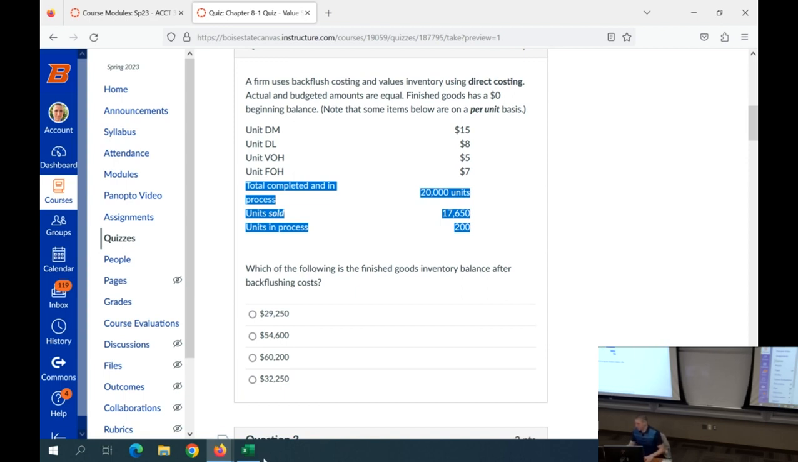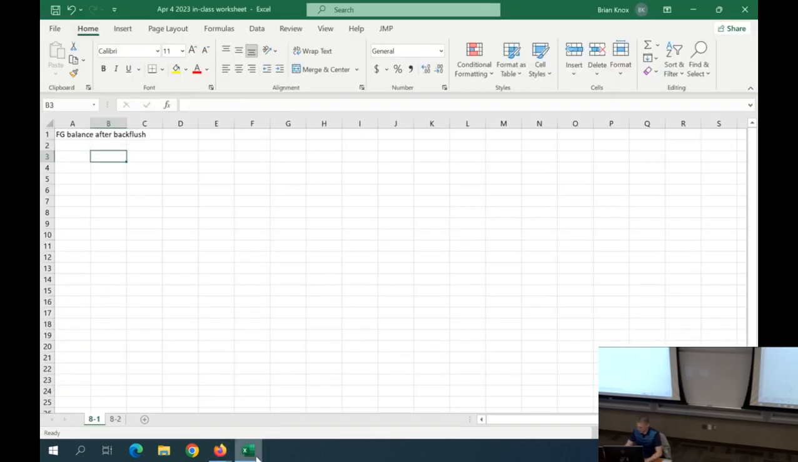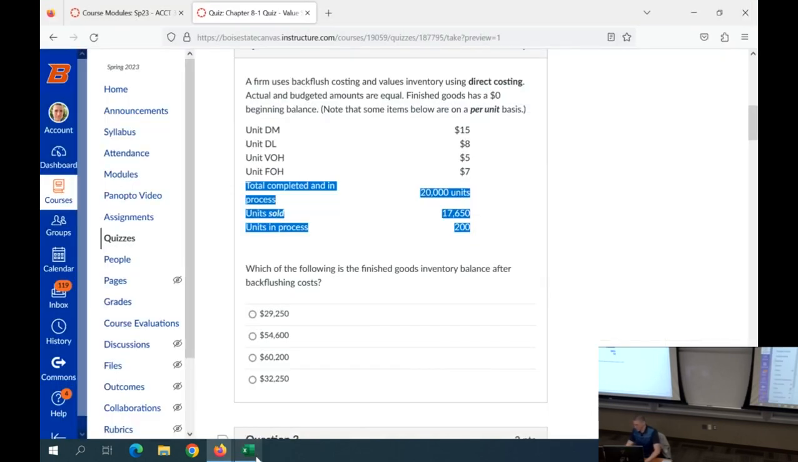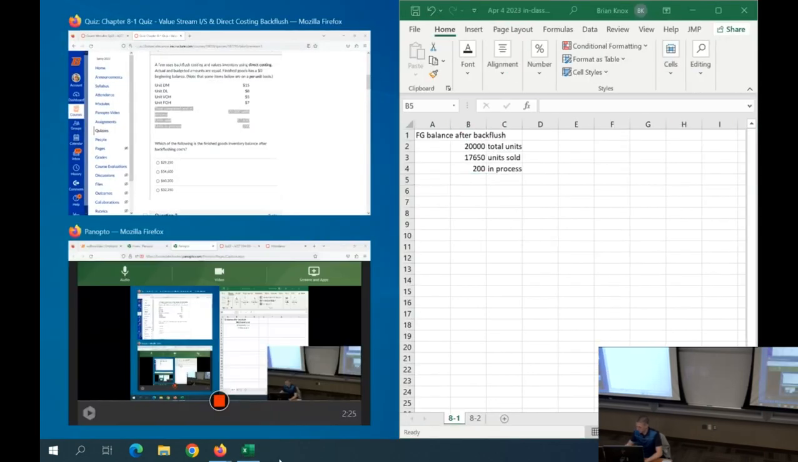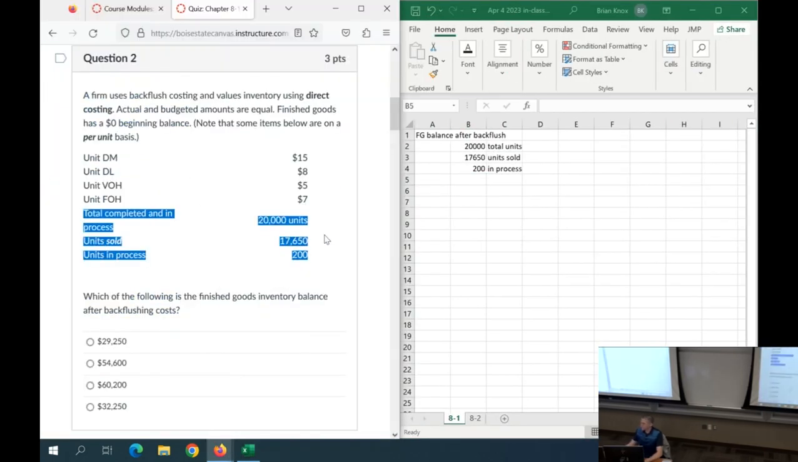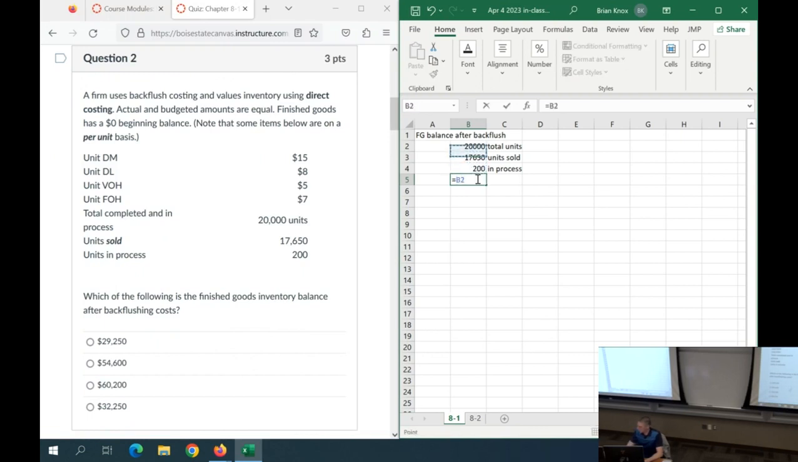finished goods. So we have 20,000 total units less 17,650 units sold, because if they're in finished goods inventory, we haven't sold them yet. They haven't left. Also less 200 units in process. So we take 20,000, subtract away these two. We're left with 2,150 units.